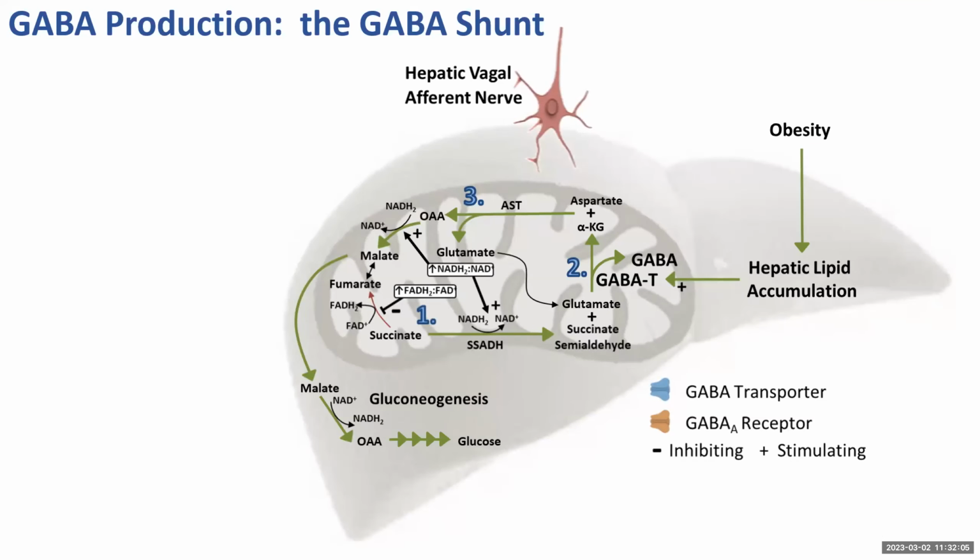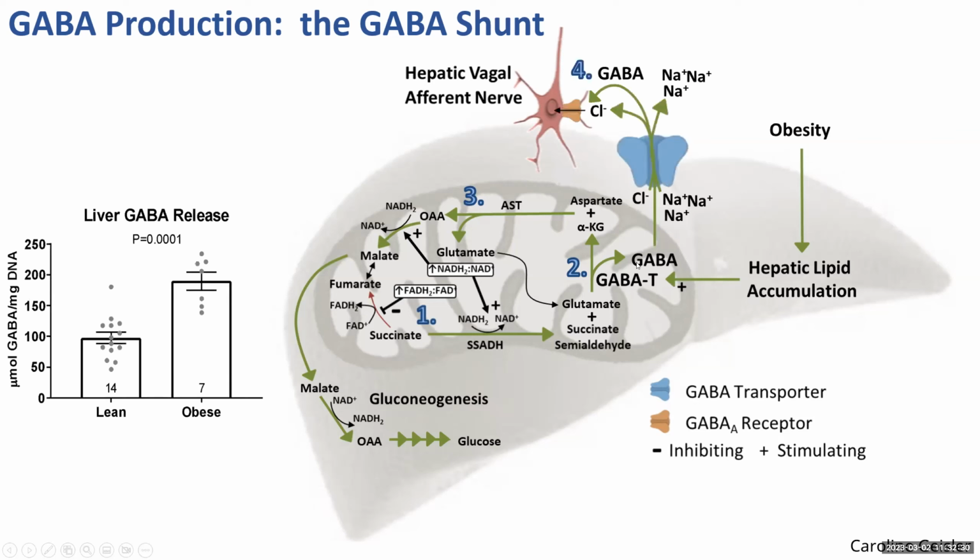And for those of you who like biochemistry, this is the TCA cycle. In the TCA cycle, succinate goes to fumarate, goes to malate in the liver. But what happens in obesity is succinate can no longer go to fumarate. So succinate actually has to go to succinate semialdehyde, which then produces the inhibitory neurotransmitter GABA. And our lab showed that in obesity, the amount of GABA that the liver releases increases. And GABA inhibits the activity of that nerve that runs from the liver to the brain. And so we are really focused on understanding how that works.